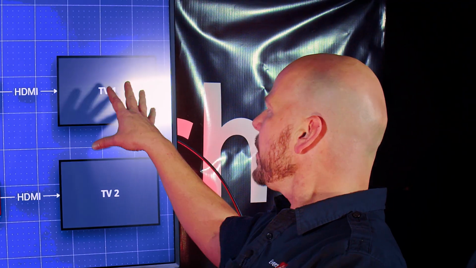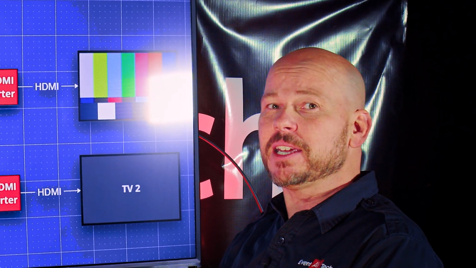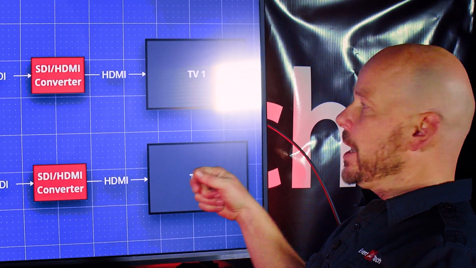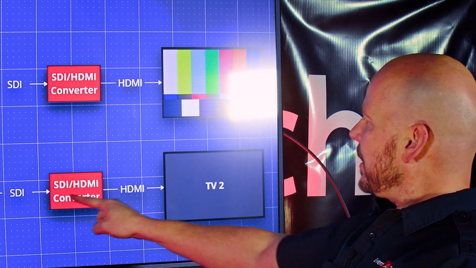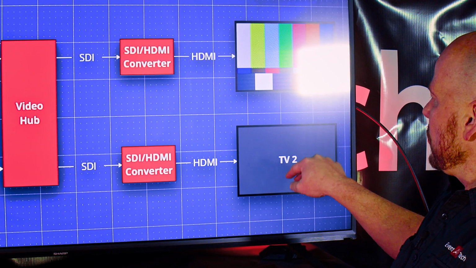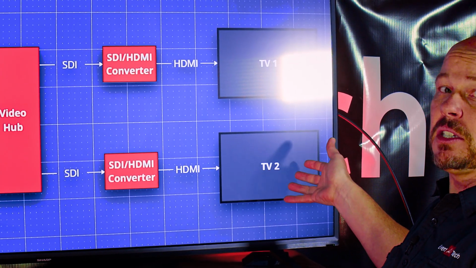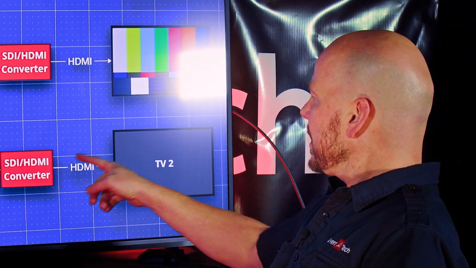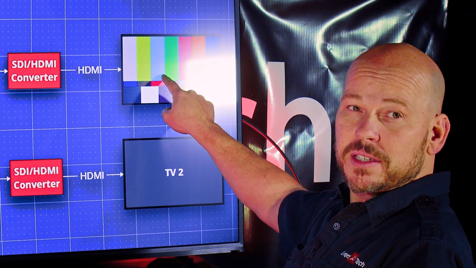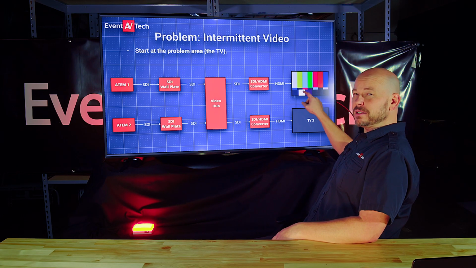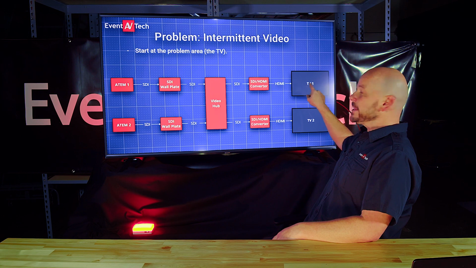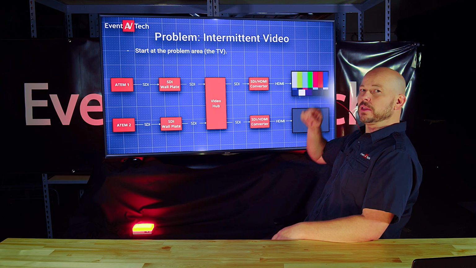Now, one of the ways that we can check our TV is we can pull it off the wall, and we could take this line right here that's going to TV2, that we know works because TV2 doesn't have any problems. And we could take this line and put this HDMI cable inside of this television. And if that doesn't blink and flicker, it helps us know that our problem is not with TV1.